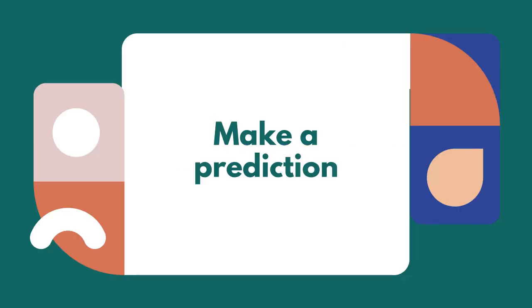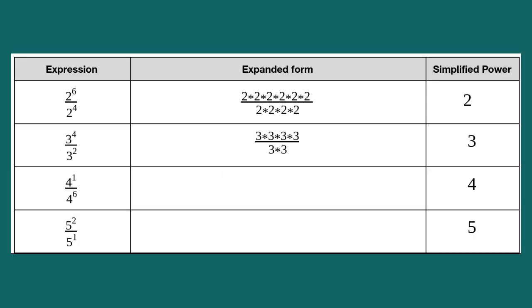So pause this video for a moment and make a prediction for yourself. What will happen if we divide powers of the same base? What will we do with our exponents? Well, let's look at an example of that here. In our first row of this table, we have 2 to the 6th power divided by 2 to the 4th power. When we're dividing in expanded form, we can cross out pairs that we see in the top and in the bottom.